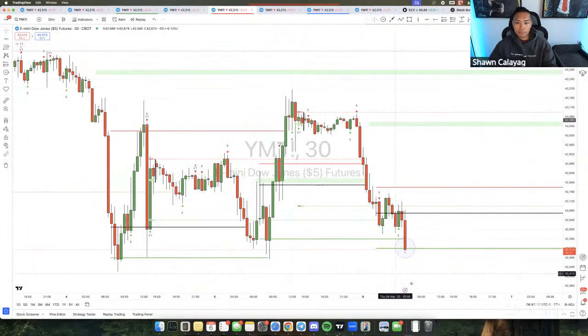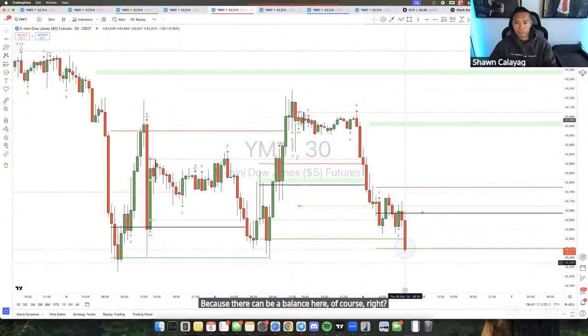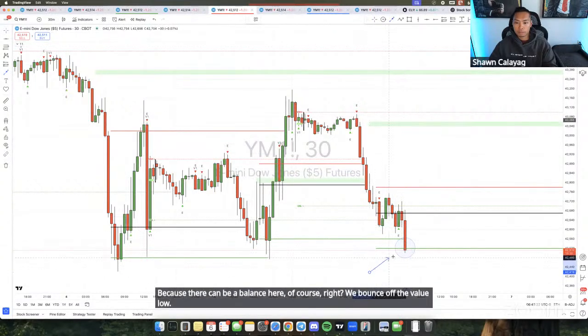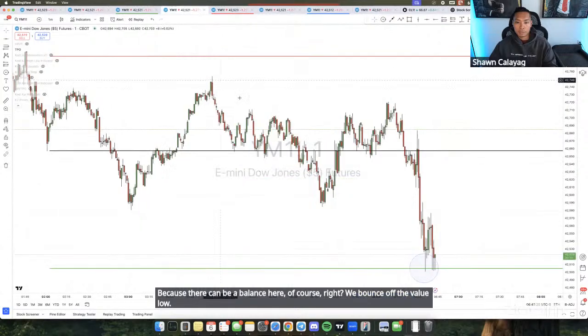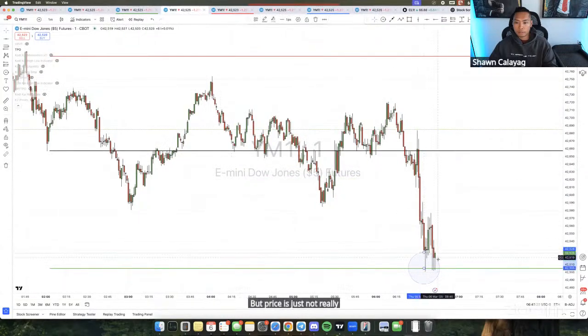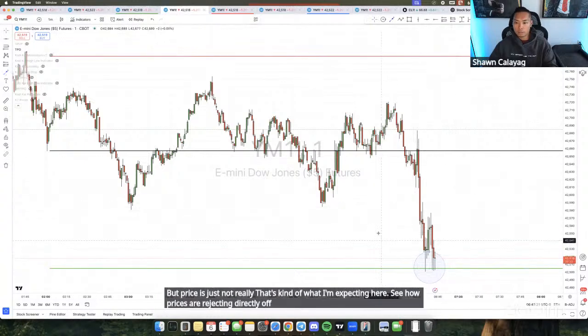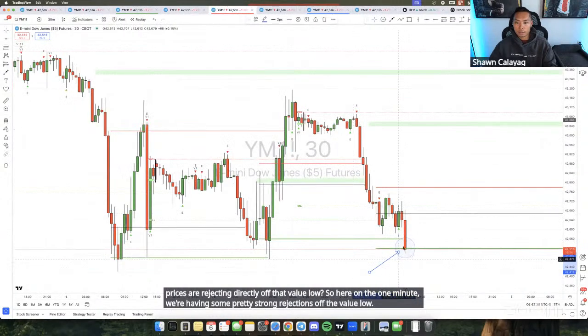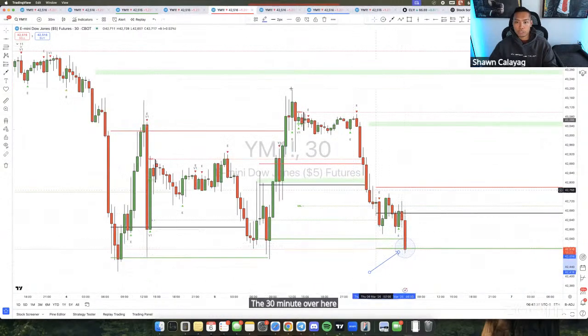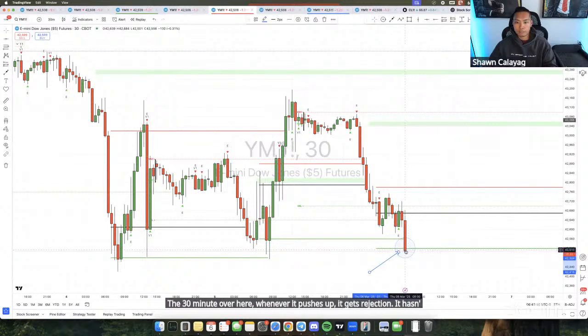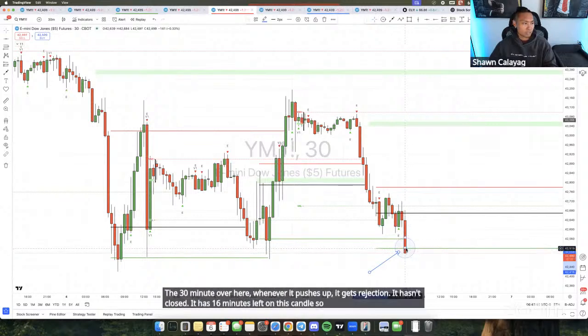Because there can be a bounce here, of course, right? There could be a bounce off the value low. But price is just not really, that's kind of what I'm expecting here. See how price is rejecting directly off that value low? Here on the 1 minute, we're having some pretty strong rejections off the value low. The 30-minute over here, whenever it pushes up, it gets a rejection. It hasn't closed yet. It has 16 minutes left on this candle, so we actually have a lot of time.